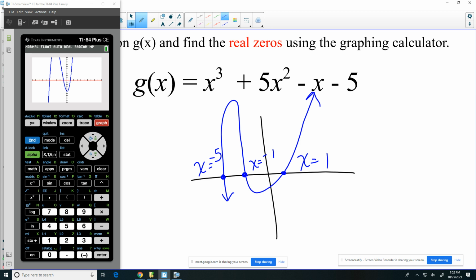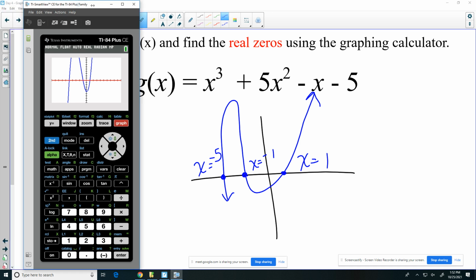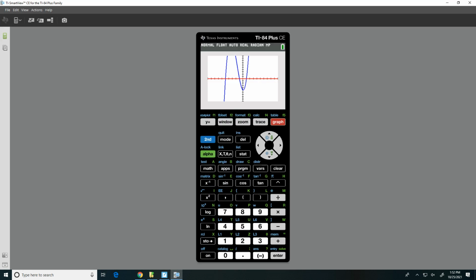You made your guess, so you're going to get close to it, but now hit enter. Now it tells you exactly what it is. That's it. Okay? All right, last one of these.